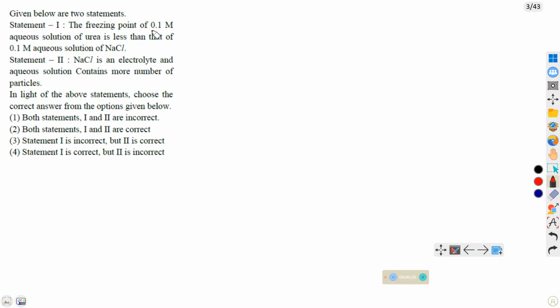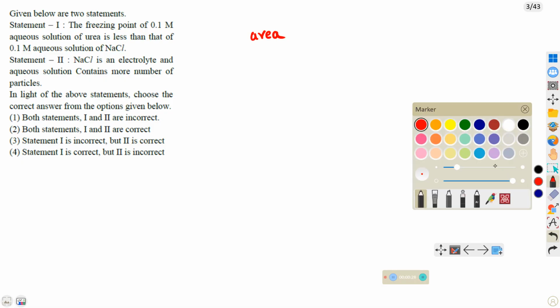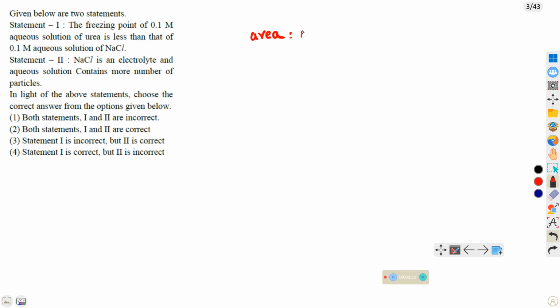Statement 1. The freezing point of 0.1 molar aqueous solution of urea. Urea, NH2CONH2. Urea does not dissociate. The van't Hoff factor value of urea, i, is equal to 1.